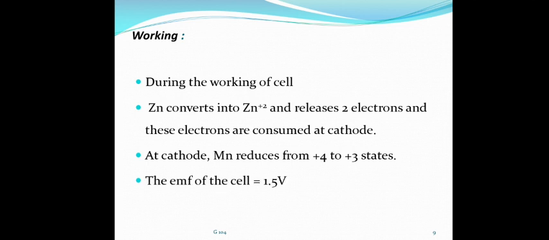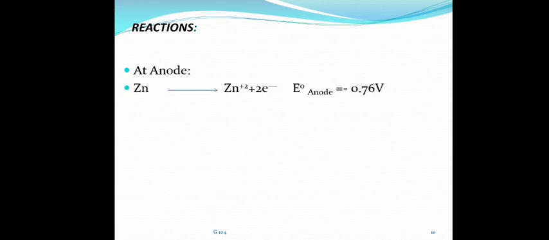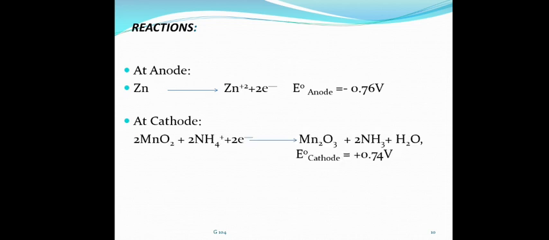The EMF of the cell is 1.5 volts. So I think you have seen those 1.5 volt dry cells. What are the reactions that are taking place? At anode, the zinc is losing electrons to form Zn2+ plus 2 electrons. What do you call this reaction? It is oxidation. At cathode, normally what reaction takes place? It is reduction. Which one is undergoing reduction? MnO2 in presence of ammonium, it is taking electron to form Mn2O3, 2NH3 plus H2O.